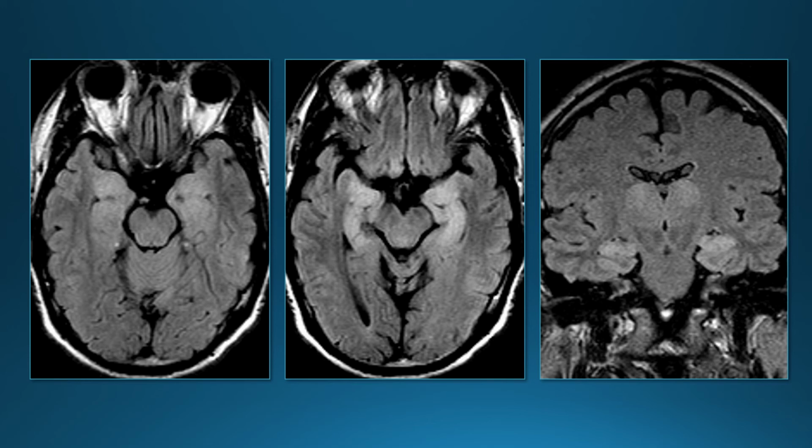There's another patient with autoimmune encephalitis. This one is a more typical limbic pattern encephalitis with bilateral hippocampal involvement. Also a little bit of involvement in the thalami here.